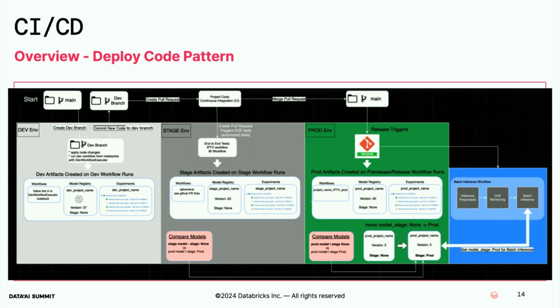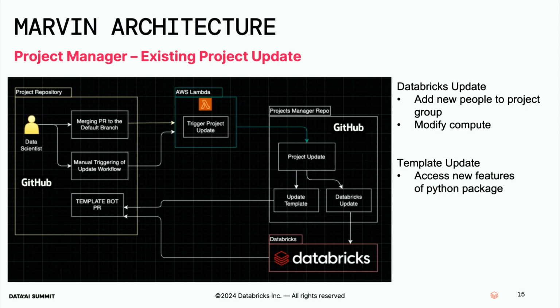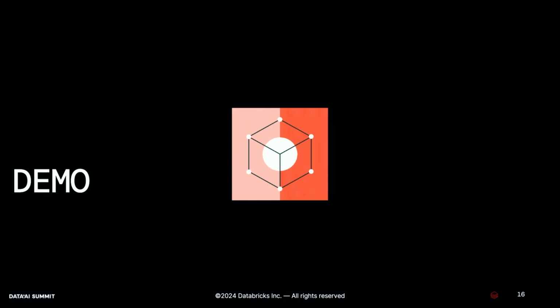When you create that pull request, it goes into our staging environment, which kicks off our end-to-end test. That creates all your stage artifacts, so your workflows, your model registry, and your experiments. Once you're happy with everything and everything's working well in stage, you merge that to main, and that puts things into production. I don't want to go into too much detail here because we're running out of time. And then finally, this is the project. Once you have your existing project, our users can update that project via their configuration files. I'm not going to go into too much detail on this. Okay, so with that, I'm going to hand it over to Jonathan for the demo.